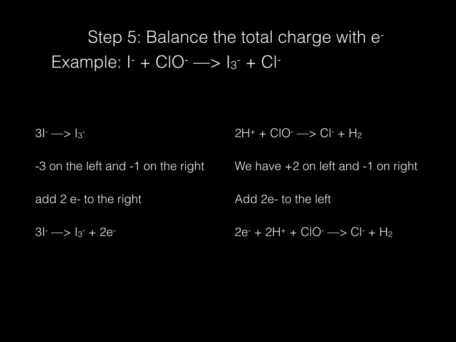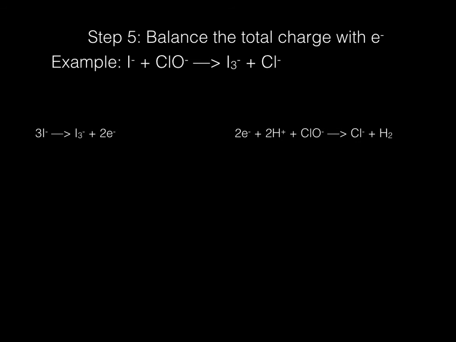For this next equation, we have a +2 on the left in total, and a -1 on the right in total. Actually, it's a +1 on the left in total, and it's a -1 on the right. Anyways, we add 2 electrons to the left, and that completely balances the charge. Okay, so there's overall a -1 charge on each side.